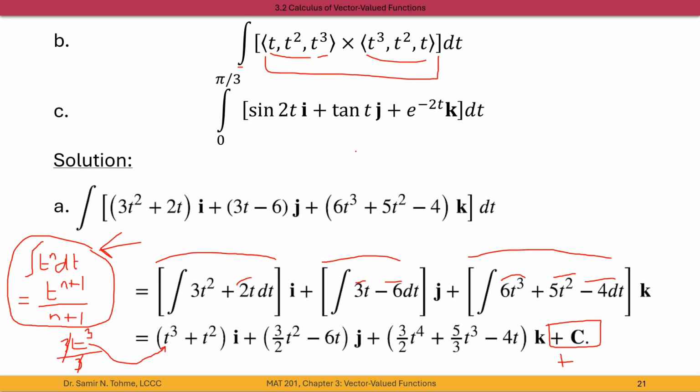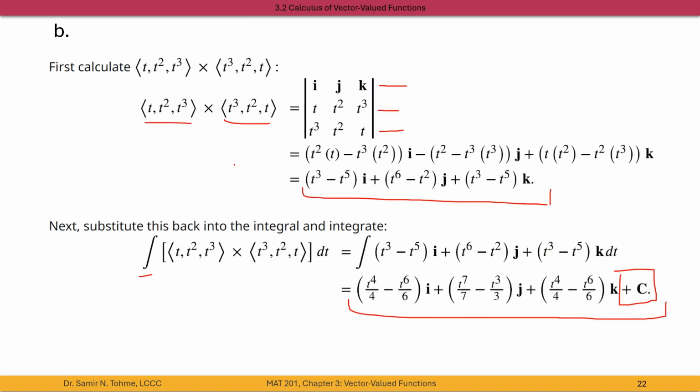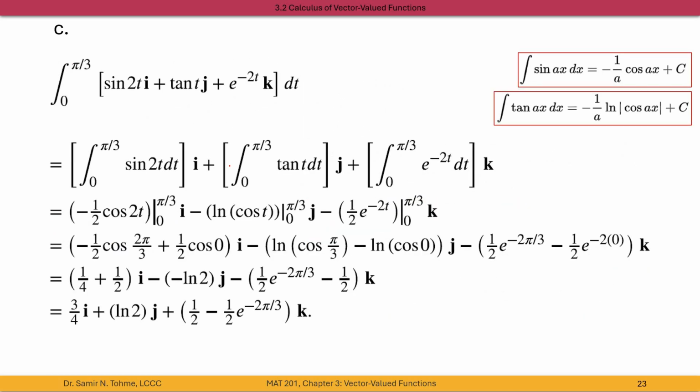The third part, C, we have a definite integral. This is the lower bound and this is the upper bound. These are the limits of integration. So first, let's integrate, and then we will replace these values after doing the integrations. Okay, the first thing we need to do is to integrate each component alone.